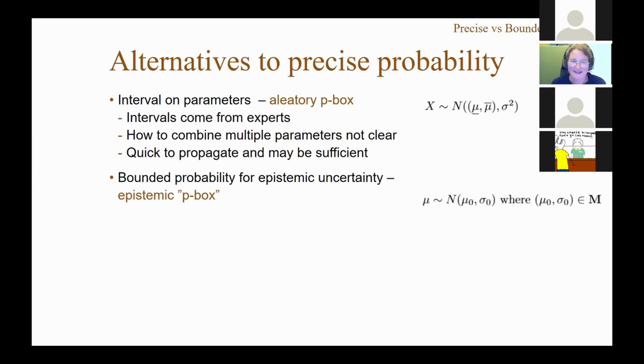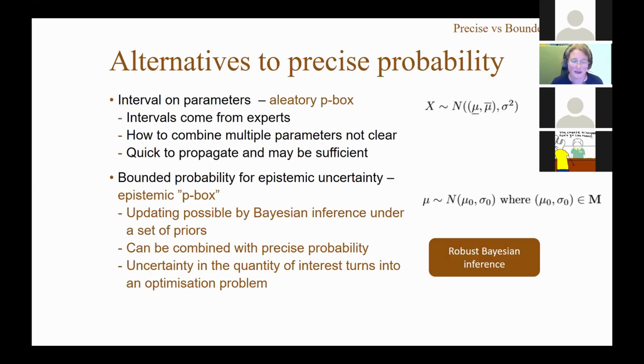Another alternative is to stick with probabilities as a characterization of epistemic uncertainty, but bound them. And what we would get then is what I would call an epistemic "p-box". I put p-box in quotation marks because we're not really deriving these p-boxes. So for example, let's say that I have my model again for my parameter. I'm talking about epistemic uncertainty here. And then I have my hyperparameters, and I say that they belong to a set. So I have several possible versions of this probability distribution for my uncertainty about the mu.